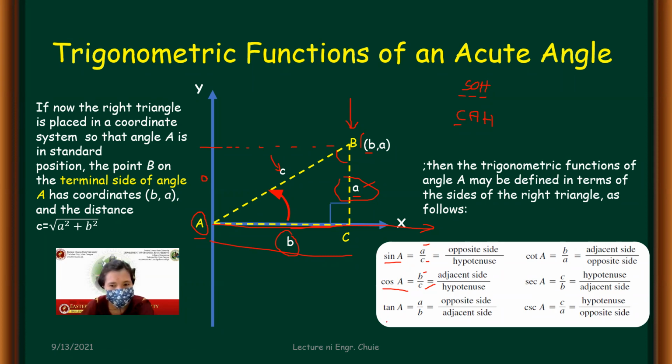The same goes with the tangent. Since we discussed that tangent equals opposite over adjacent, we focus on A again. The opposite of A is A, and the adjacent to angle A is B. So we have A over B, which is the tangent of A. The same goes with the cotangent, the secant, and cosecant, which are reciprocals of the values we determined here in this illustration. Okay? So it's easy.